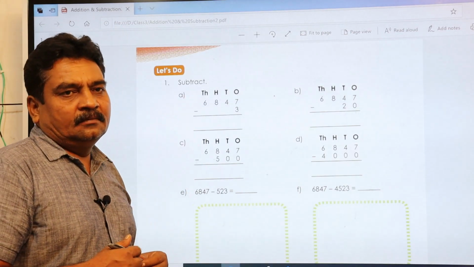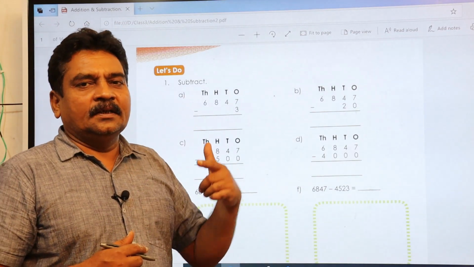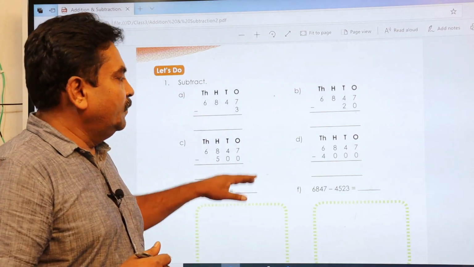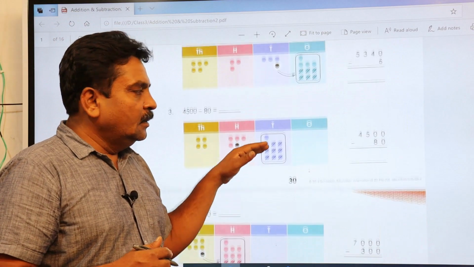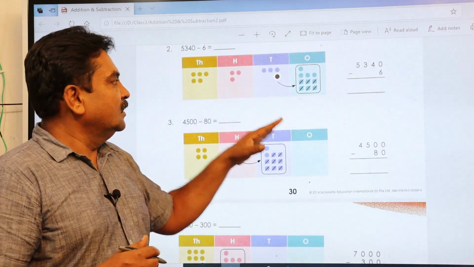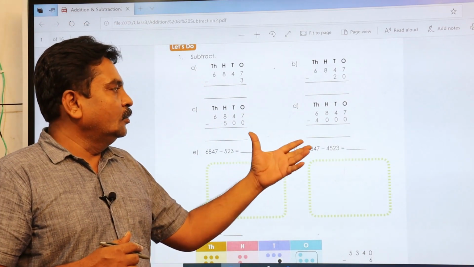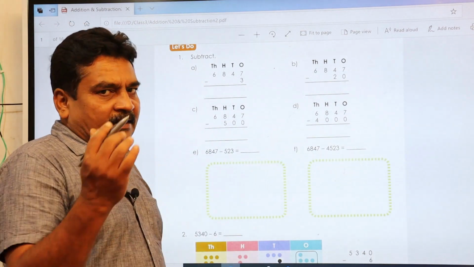Subtraction. The chapter name is Addition and Subtraction. Part 1 we have already finished. In part 1 we have finished up to page number 29. This is page number 30, which we are going to do now. Let's start.